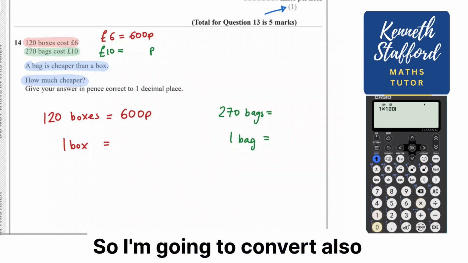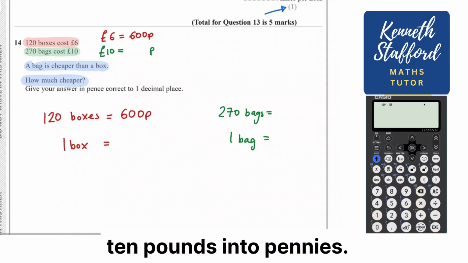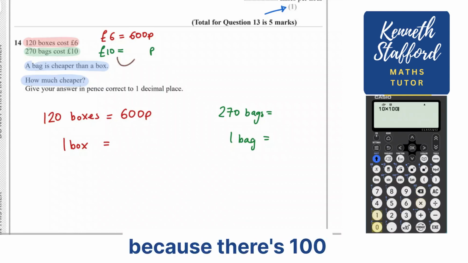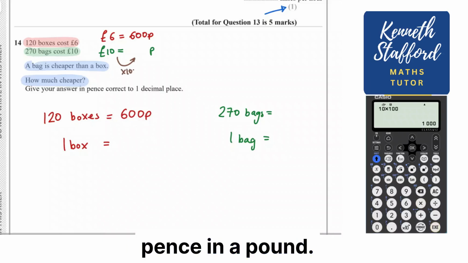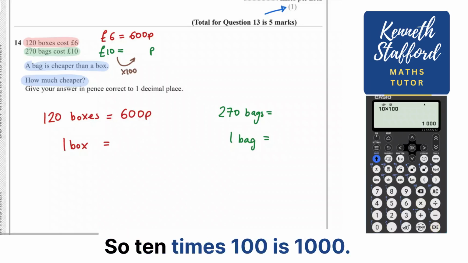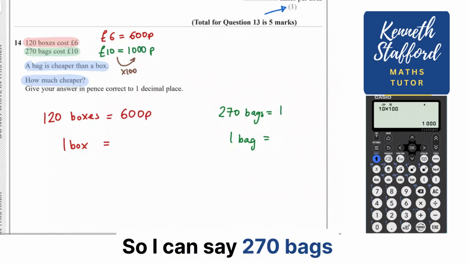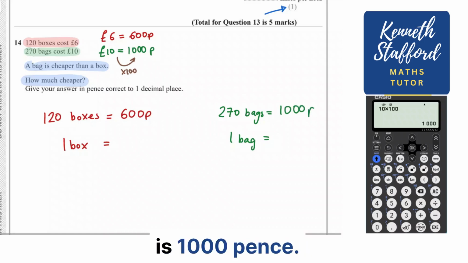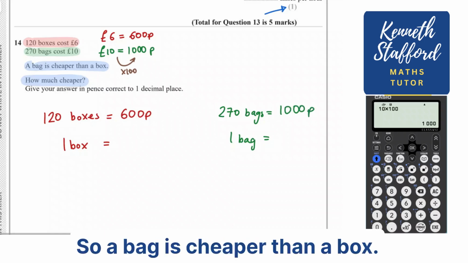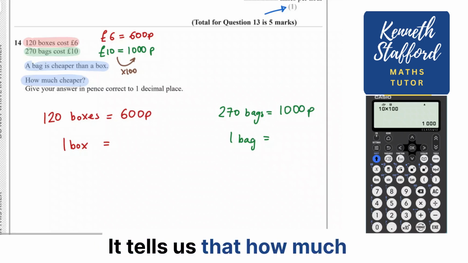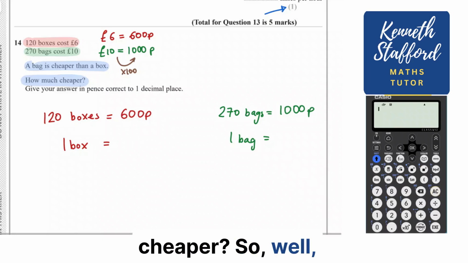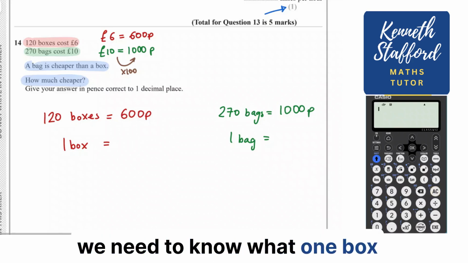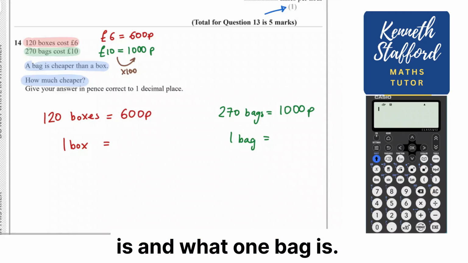So I'm going to convert also £10 into pennies. So we times by 100 because there's 100 pence in a pound. So 10 times 100 is 1,000. So I can say 270 bags is 1,000 pence. So a bag is cheaper than a box. It tells us that. How much cheaper? So, well, to compare them, we need to know what 1 box is and what 1 bag is.